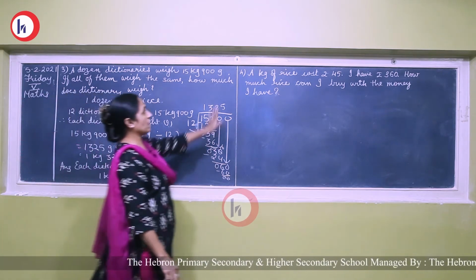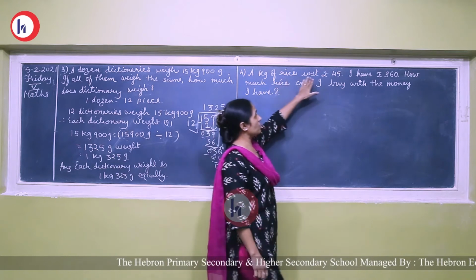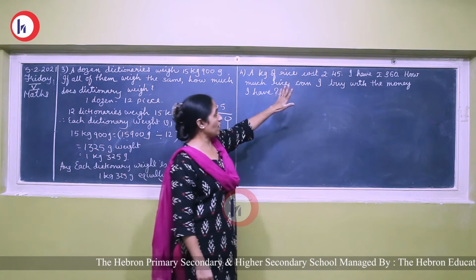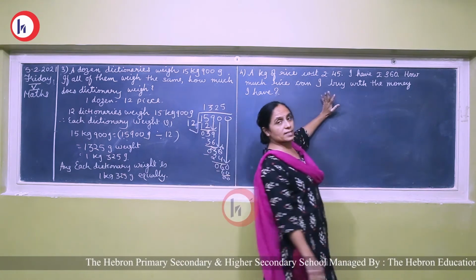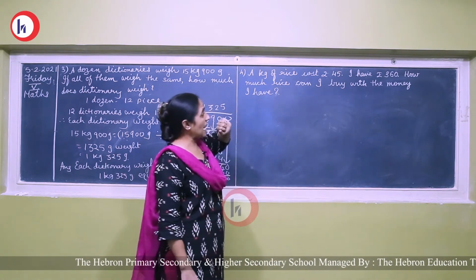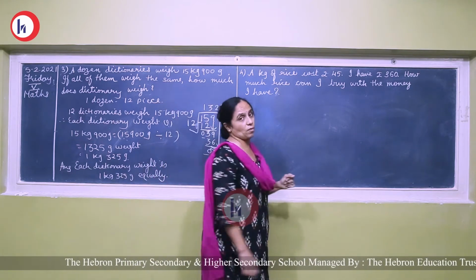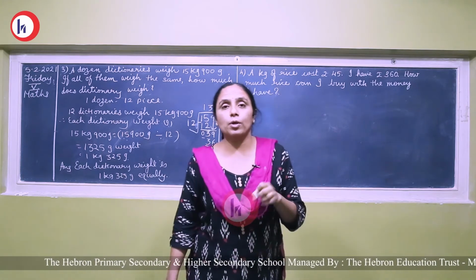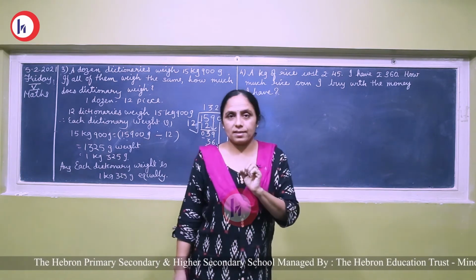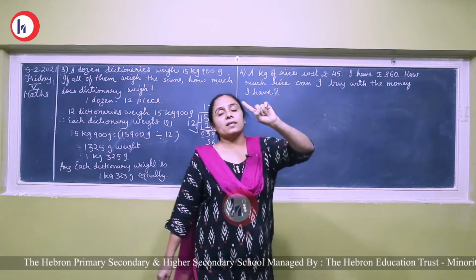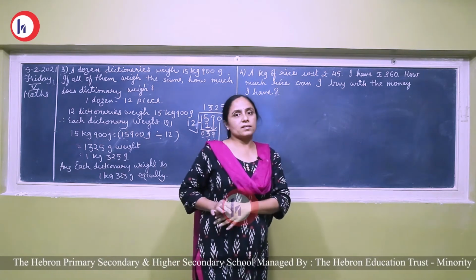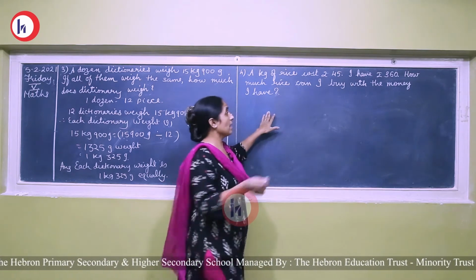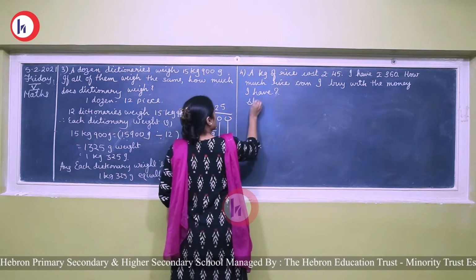Now the next sum here, a kilogram of rice costs rupees 45. That means 1 kilogram rice cost is rupees 45. I have rupees 360. How much rice can I buy with the money I have? See, in my purse I have 360 rupees. I am going to the market. I want to buy rice. 1 kilogram rice is 45. I have 360 rupees in my purse. So how many kilograms will I buy? Come on, write down statement.